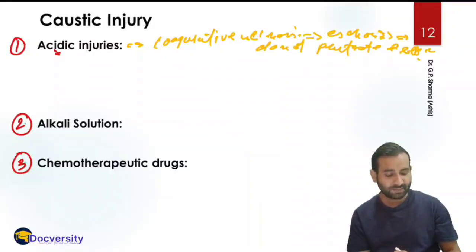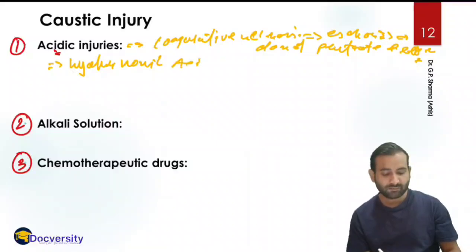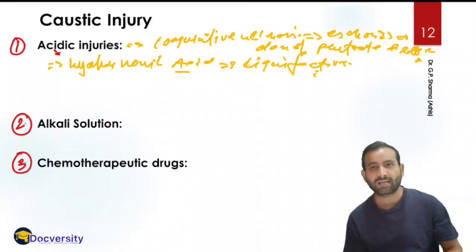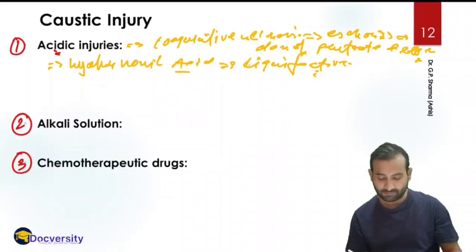But there is one exception. What is that? Hyaluronic acid. Hyaluronic acid burn produces liquefactive necrosis. Remember this. Rest of the other acids produce coagulative necrosis, but hyaluronic acid produces liquefactive necrosis. This is a question in the exam.